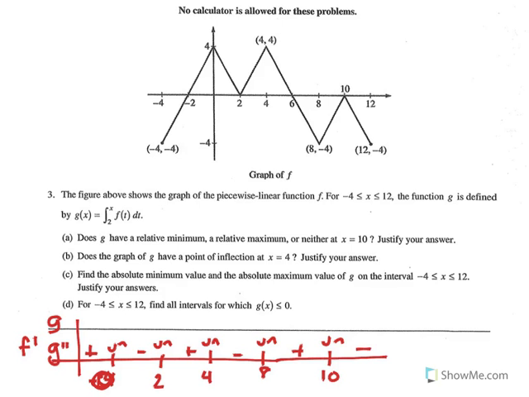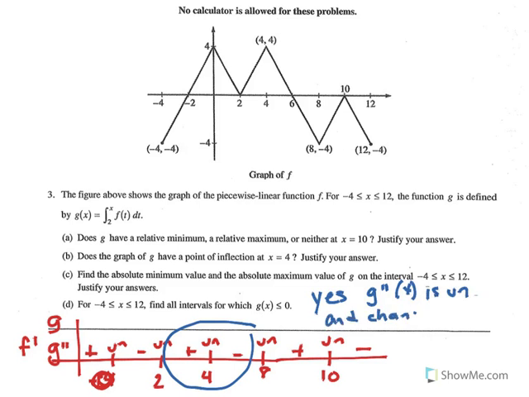So they want to know, does it have a point of inflection at 4? I did more work than I had to, just so you could see it all. Right here, does it have a point? And the answer is yes, because g double prime of 4 is undefined and changes from positive to negative. And that's a good description on that problem right there.